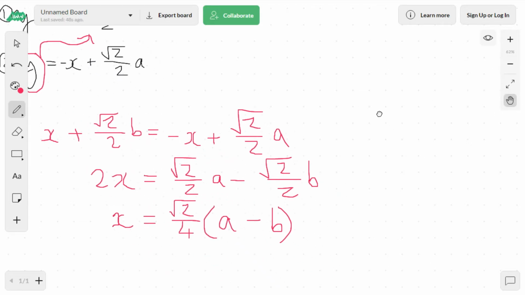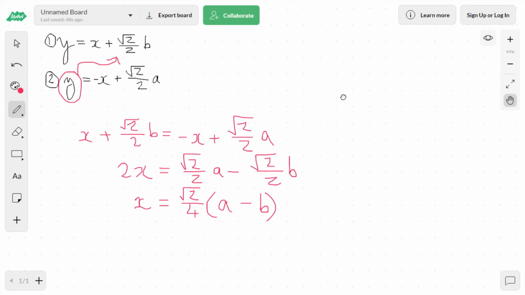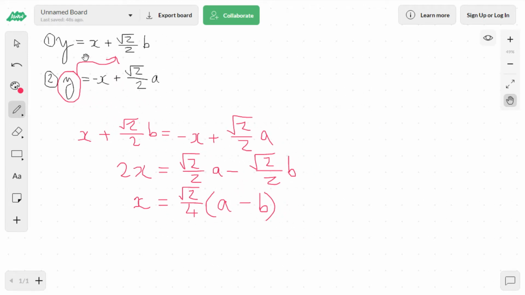So basically, if we take a look at this, we should be able to plug it into either of these equations. I don't know if anyone has a preference, but I guess I'll just go with equation 1, because that way I won't have to turn this into a negative. Okay, so maybe that'd be better. Okay, cool. So I'm going to switch colors. Let's make it yellow. I guess we'll just do something like this. We'll say x, we're going to plug it in. We want to find the y value now. So we're going to say y is equal to x plus root 2 over 2b.